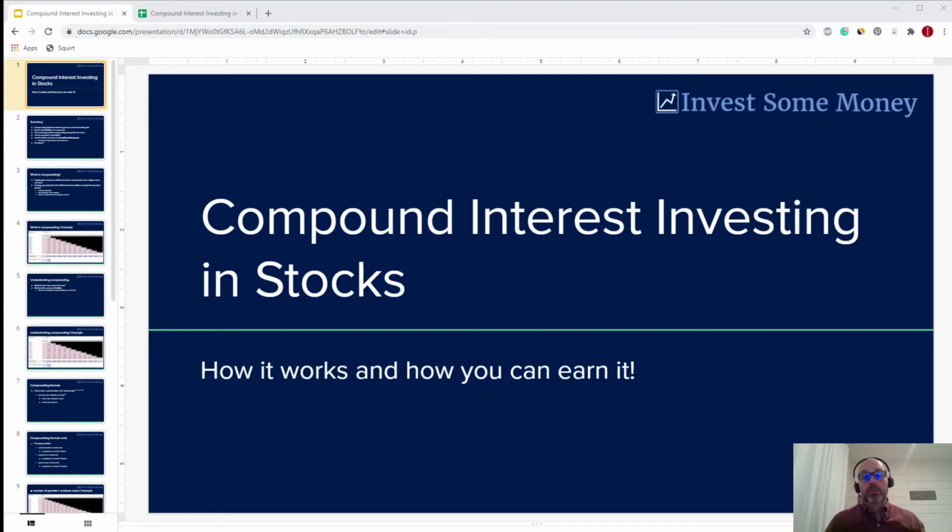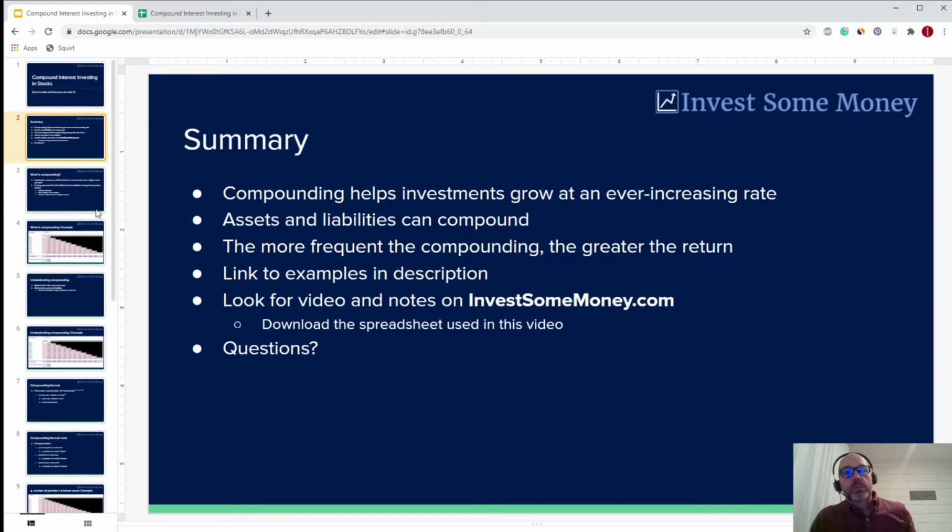But it's really a matter of semantics. The principle remains the same. The returns stocks earn are expressed as an interest rate, so you think of it that way. But anyhow, here's a quick summary of what I'll cover, and particularly how compounding can help investments grow at an ever-increasing rate, and how assets and liabilities can both compound.